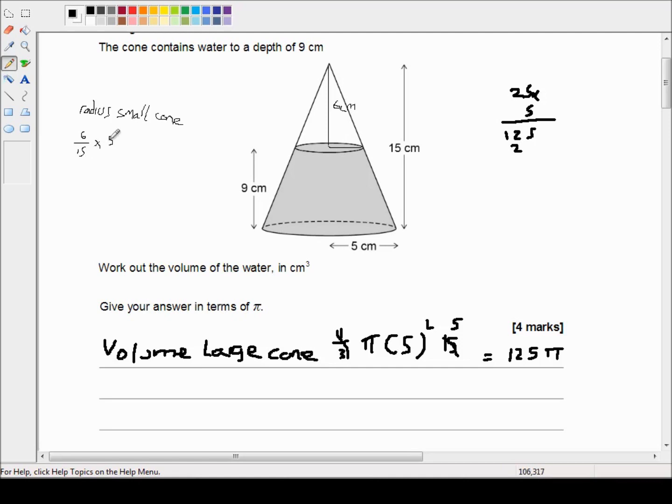Okay, well, if I cancel this 15 and this 5, that 15 can become a 3 and that 5 becomes a 1. It's because 5 over 15 is 1 over 3. So we've got 6 divided by 3, which is 2. So this is 2 centimeters. So the radius of the small cone is 2 centimeters.